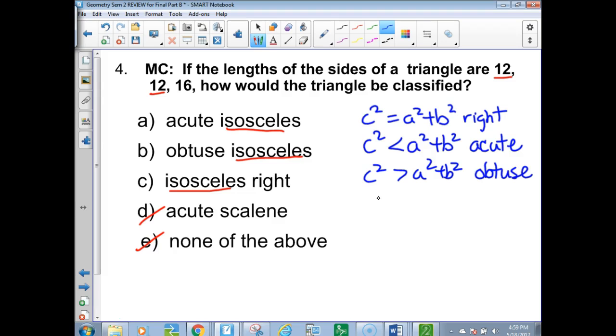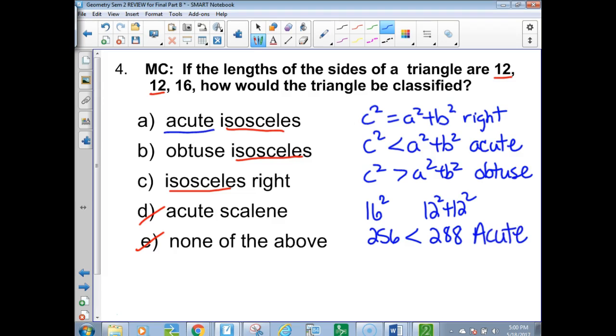So in this case, the 2 smaller sides would be the A and the B. That'd be 12 and 12. And we're going to compare that to 16, which would be your C value, or C squared. 16 squared is 256, and that's going to be less than 144 plus 144, which is 288. Since 256 is less than 288, we know that this triangle is acute. We already established that it was isosceles, so it's an acute isosceles, and it would be choice A.